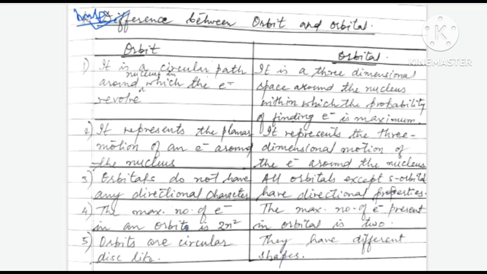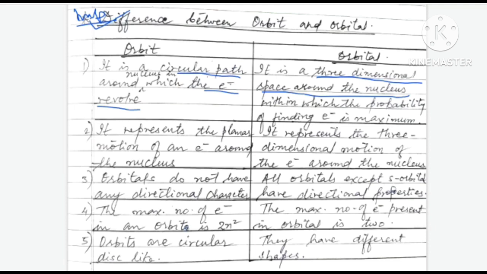So you all know that an orbit is a circular path around the nucleus where the electron revolves, whereas orbitals are a three-dimensional space around the nucleus where the probability of finding the electron is maximum. So the first point of difference is regarding their definition. The second point is regarding their motion.